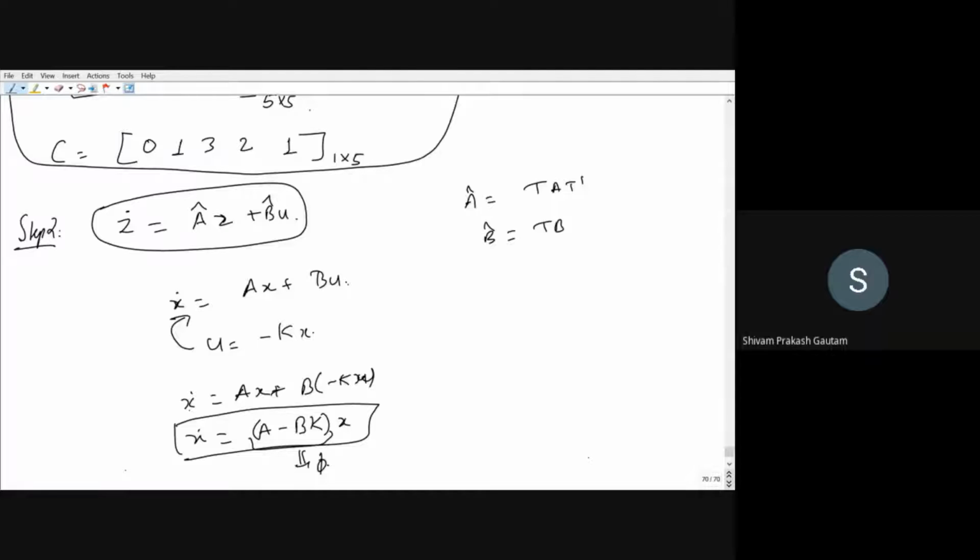Now, we will not be solving this directly, but we will be transforming this to the Z domain. Why? Because we know that solving in control canonical form is much easier for us. So first we will transform this into control canonical form. For that we will be using the transform Z is equal to TX. So X will be equal to what? T inverse Z. Now substitute the value of X into this equation. So we will be getting T inverse Z dot is equal to A T inverse Z plus B U, right?